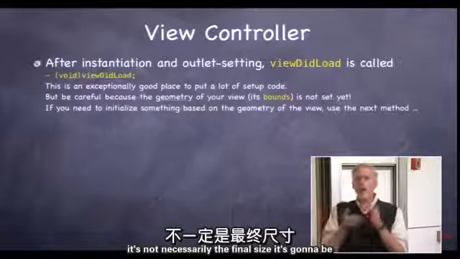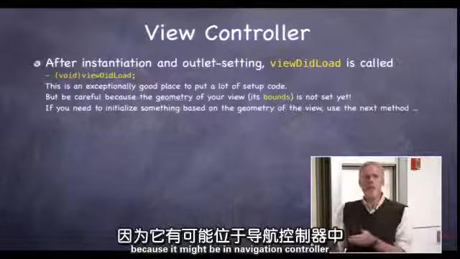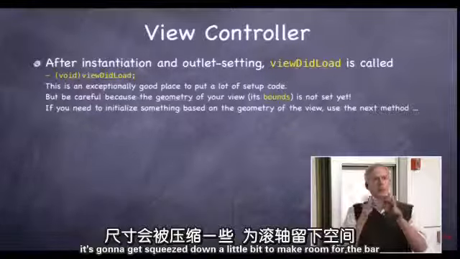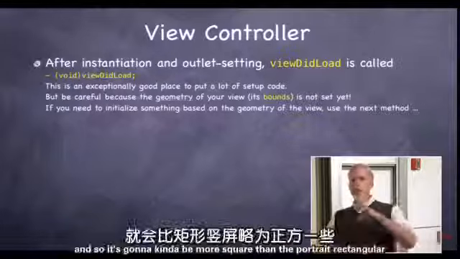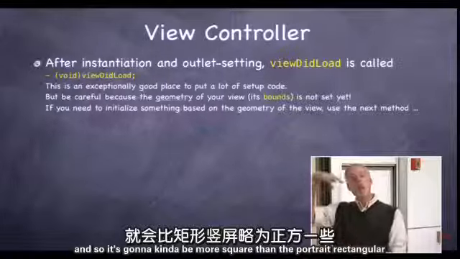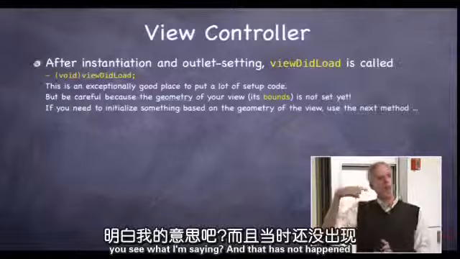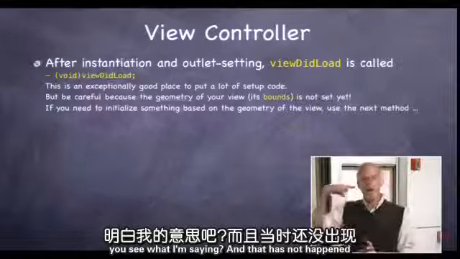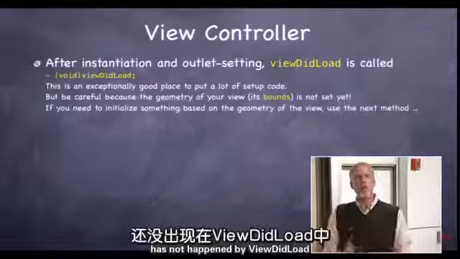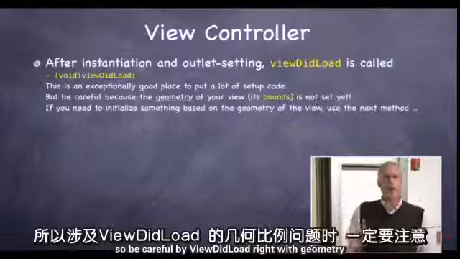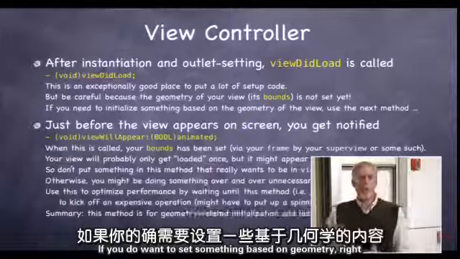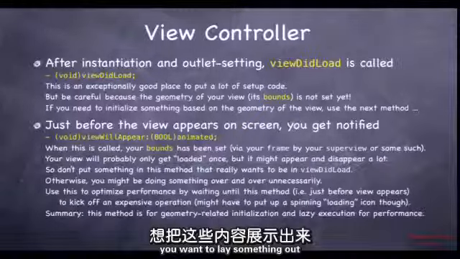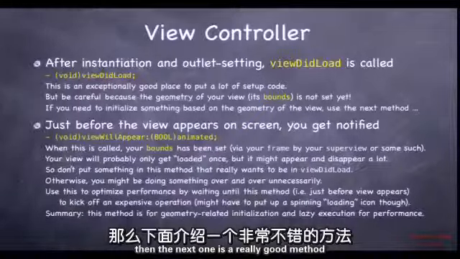Okay, it's not necessarily the final size it's going to be, because it might be in a navigation controller, where it's going to get squinched down a little bit to make room for the bar, or it's in a split view controller that's in landscape, and so it's going to be more square than the portrait rectangle. You see what I'm saying? And that has not happened. That squishing or placement has not happened by viewDidLoad. So be careful in viewDidLoad with geometry. If you do want to set something based on geometry, you want to lay something out, then the next one is a really good method.